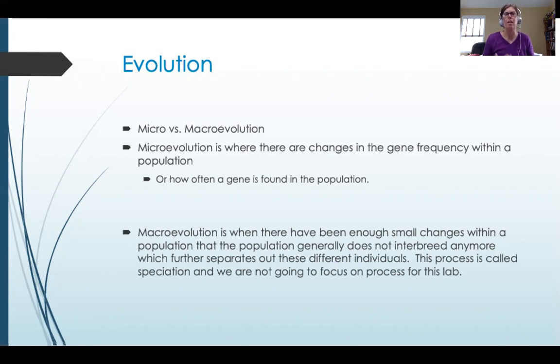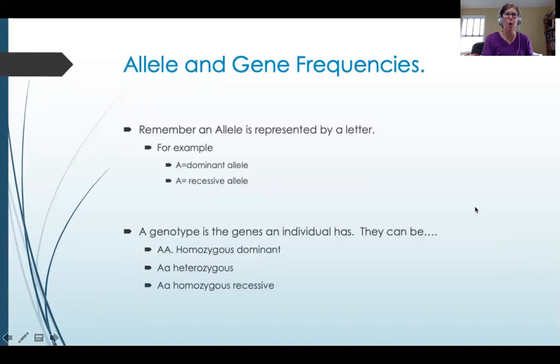This is called microevolution, and this has to do with gene frequency. So how often is that tall gene in the population now versus 100 years ago? We're looking at how often that gene is in that population. Is it fixed? Do we always have the same percentage, or does it wax and wane? Does it get higher? Does it get lower? All right. So in this lab, we are going to focus on microevolution.